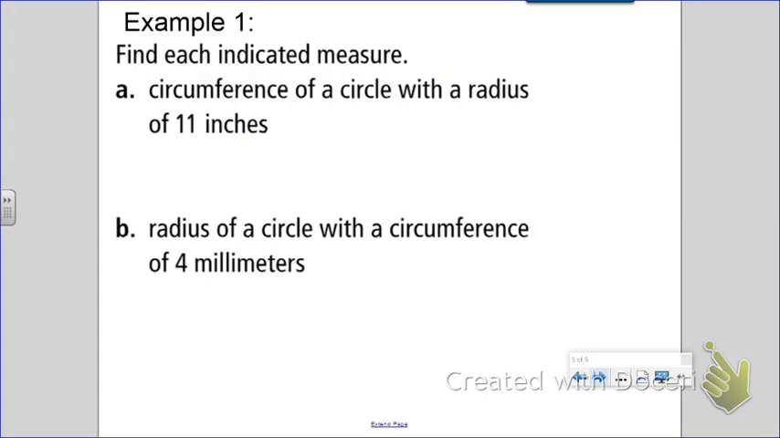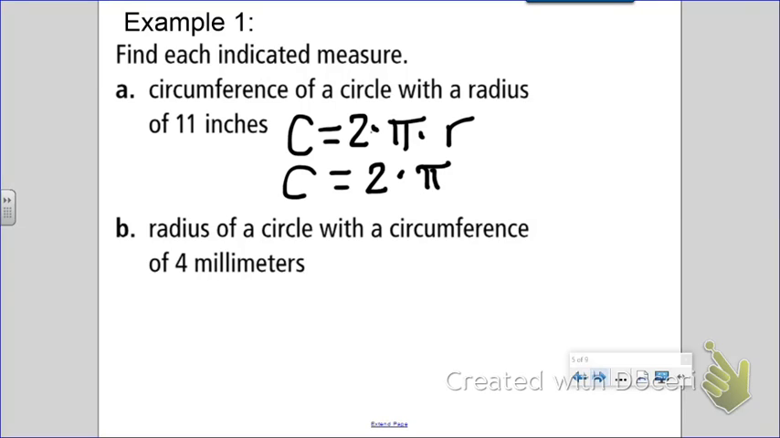In our first example, we're going to find the indicated measures. The circumference of a circle with a radius of 11. So we use the formula circumference equals 2 times pi times the radius. We plug in the radius, which is 11 inches. If we leave it in exact, we use 22 pi, that's considered exact. Once we take 22 and multiply it by pi in our calculator, that's considered an approximation, so that would be 69.12 inches.